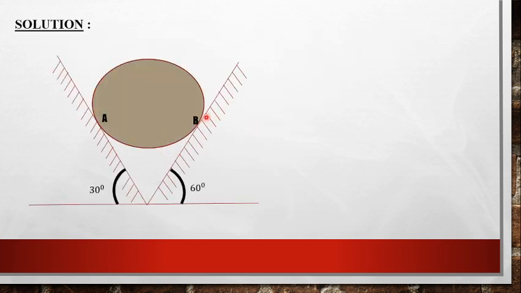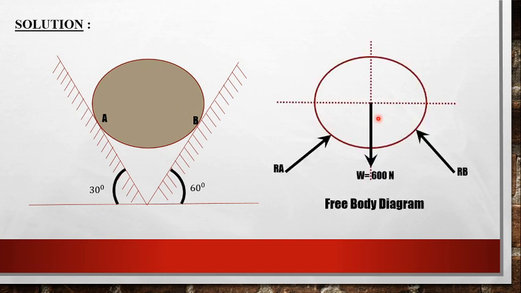So this is the given numerical. Let us bring out this sphere. The self-weight is acting downwards, with a load of 600 Newton. At the contact surface at A, a reaction RA is developed, and at B a reaction RB is developed. All these together keep the body in equilibrium.